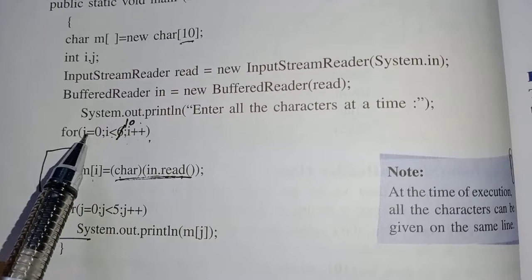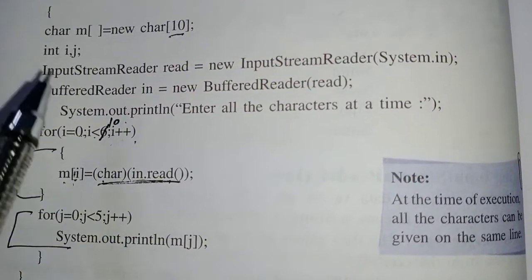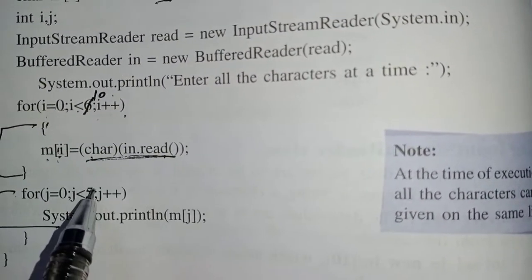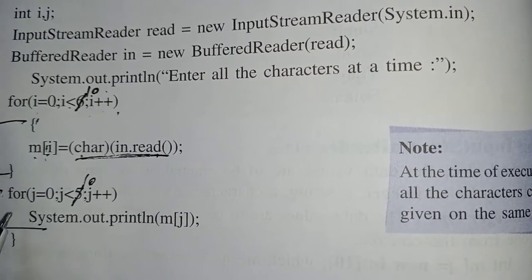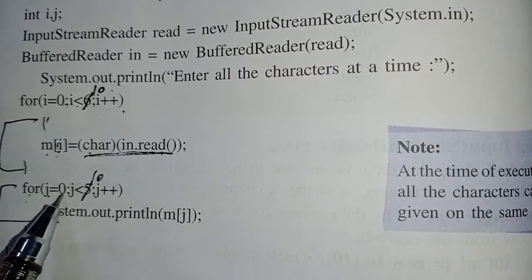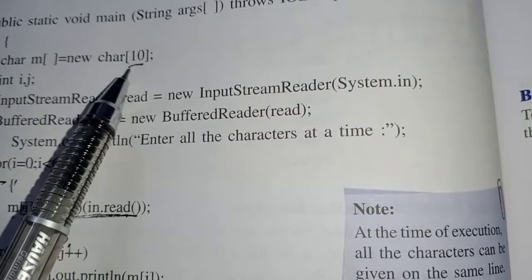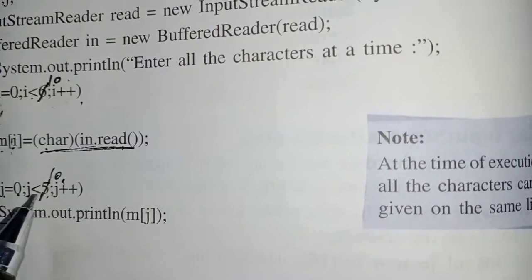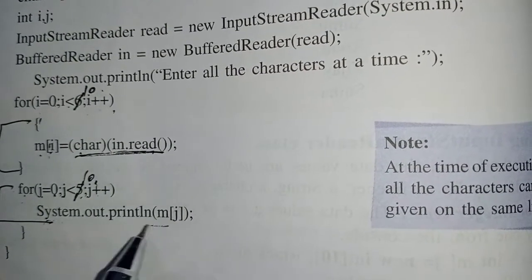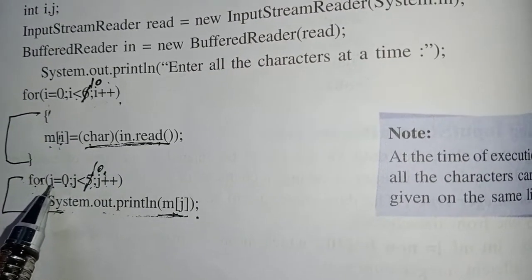Here this for loop is used for the input part of the program. Now what we have to display? We have to display these characters one by one. So for j is equal to 0, j less than 10. As in starting it is given as 10, so the for loop will work up to 10, and then display its value m[j]. We can also use i.